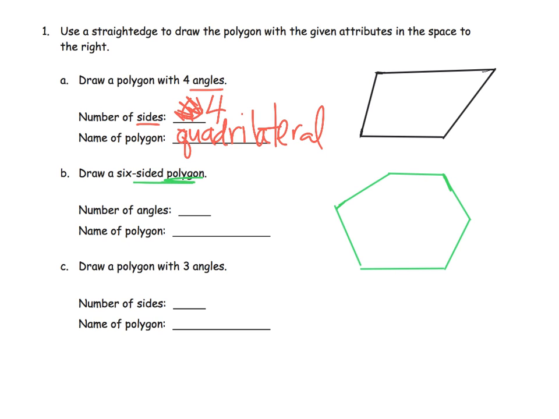So it's a 6-sided polygon. How many angles? Well, it has 6 angles. Remember, 1, 2, 3, 4, 5, 6. And the name of this is a hexagon. And I remember hexagon because this is 6. It's got an X, and this is an X. Hexagon. So they both have the letter X in it. So that's a good way to memorize. A 6-sided figure is a hexagon.